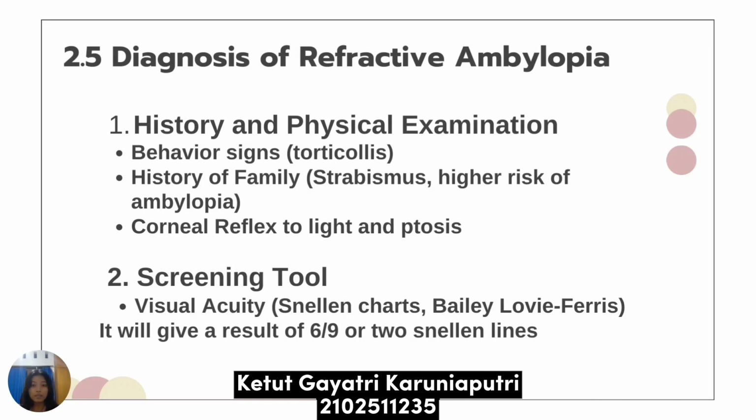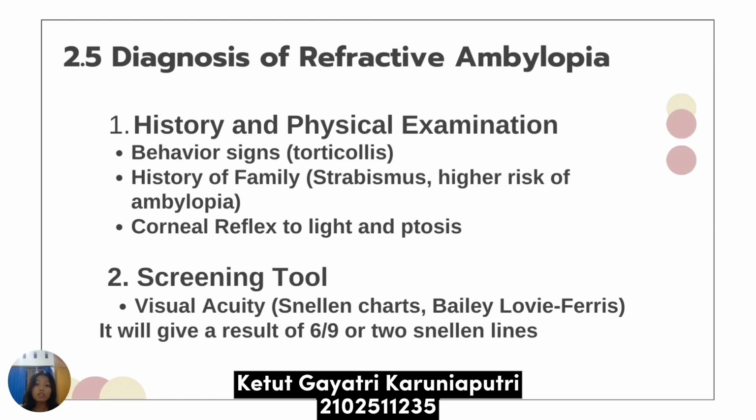First, in history and physical examination, we can ask the patient about the history before the signs appeared, or we can ask if there are behavior signs like torticollis, especially with toddlers and their parents. Also, a family history of strabismus carries a higher risk of amblyopia. For physical examination, we can do the corneal light reflex and fundus examination.